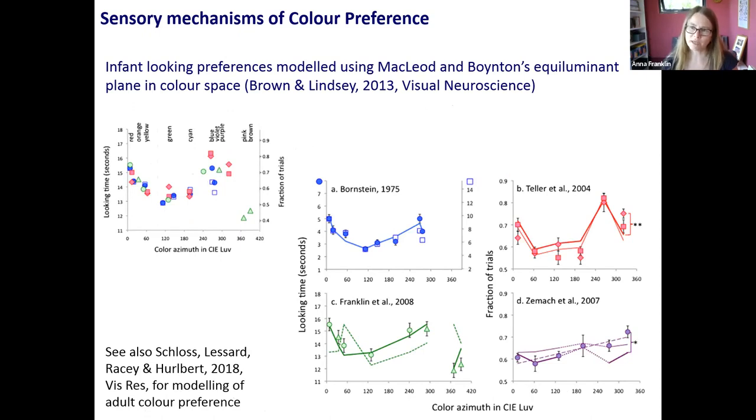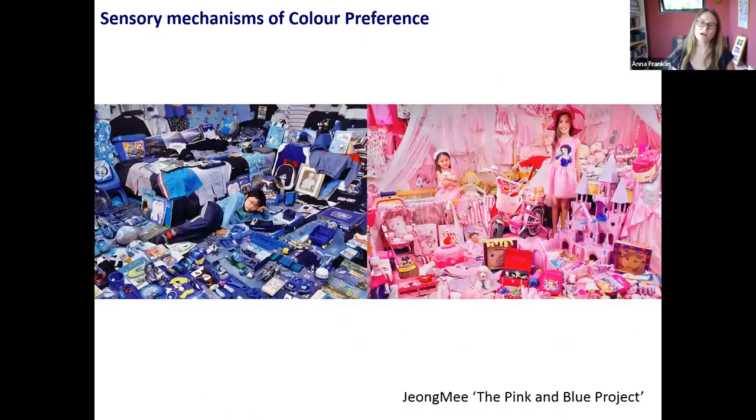So the proposal here is that infants have these initial sensory biases to colour that make them look longer at some colours than others, but that as they develop and as they interact with objects and the world around them, that colour preference becomes modulated by these cultural and object influences, such that by the time you're a child, you can also get these very stereotyped sex differences in colour preference.